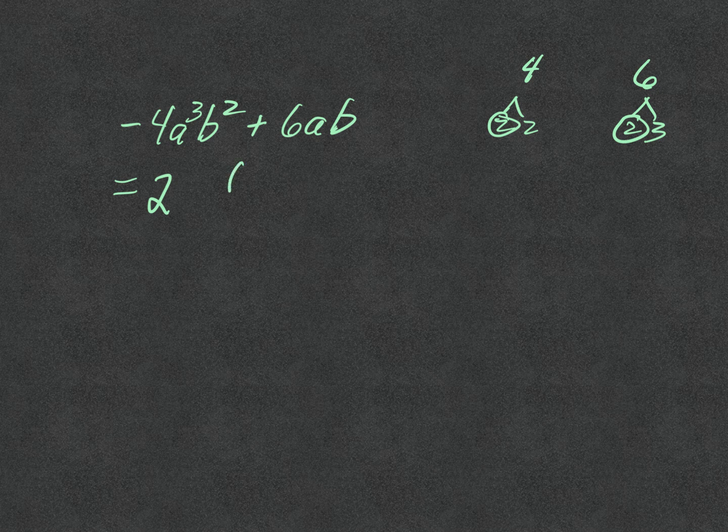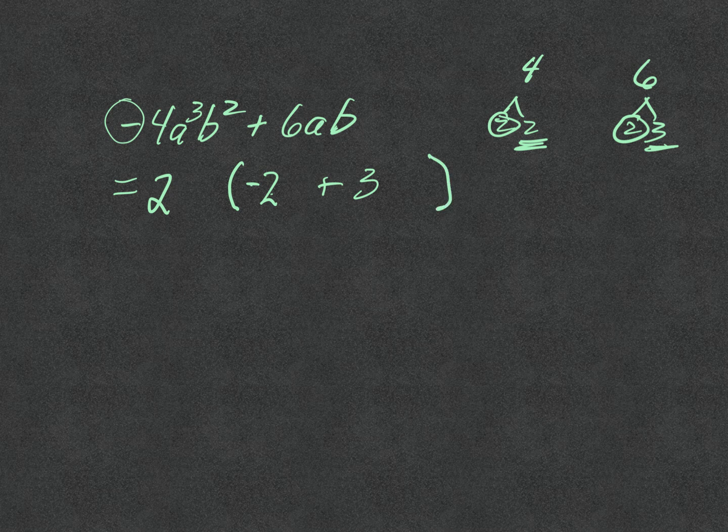And then what's left over? Well, we have a negative 2 here because we got to pay attention to the negative sign. So that's this right here. And then we have a 3, so that'll be plus 3. So there's our number portions.